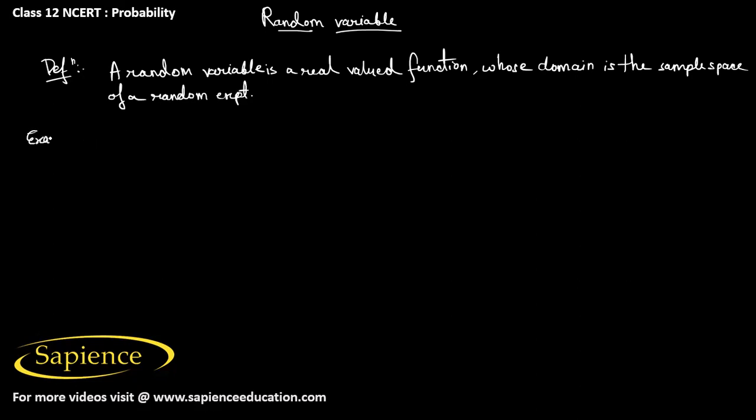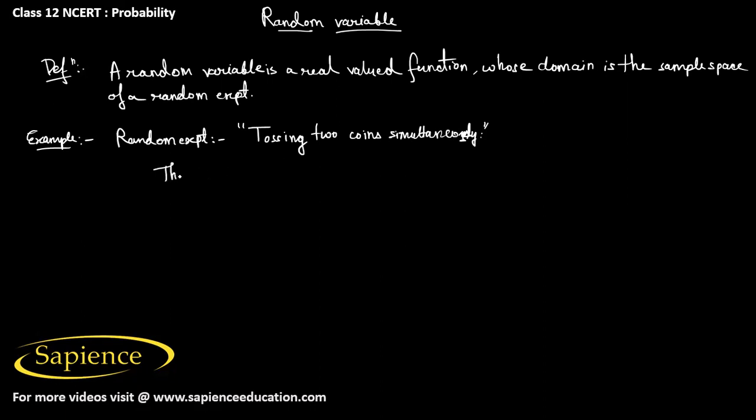So, for example, let us consider the random experiment, which is tossing two coins simultaneously. Here the sample space of this given experiment will be: we can get both heads, we can get head, tail, or we can get tail and head, or we can get both tails.